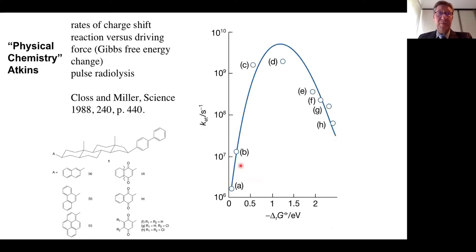So, as you may know, the classical Marcus expression has made it into textbooks like the Physical Chemistry of Atkins. This picture is from there, and it shows the classical bell-shaped Marcus curve, where the rate versus the driving force is given.